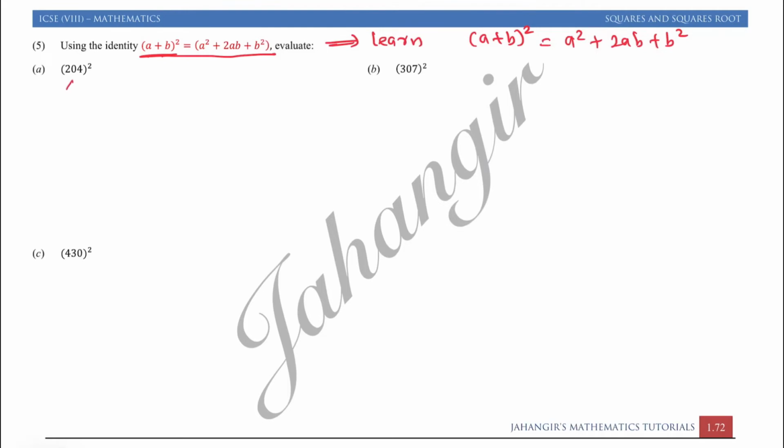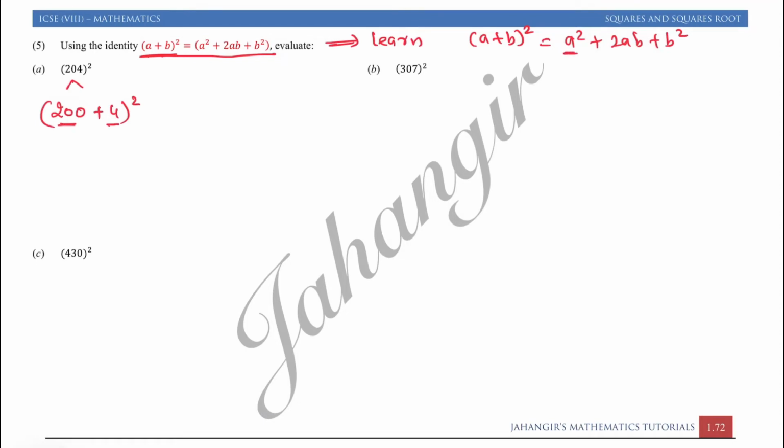Now 204 we can express as a plus b. So always take a round figure. I can take 200 plus 4. Take a term such that you can square it easily. Okay, do not take complicated terms. Always take a round figure plus some number. So this part is a, this part is b.